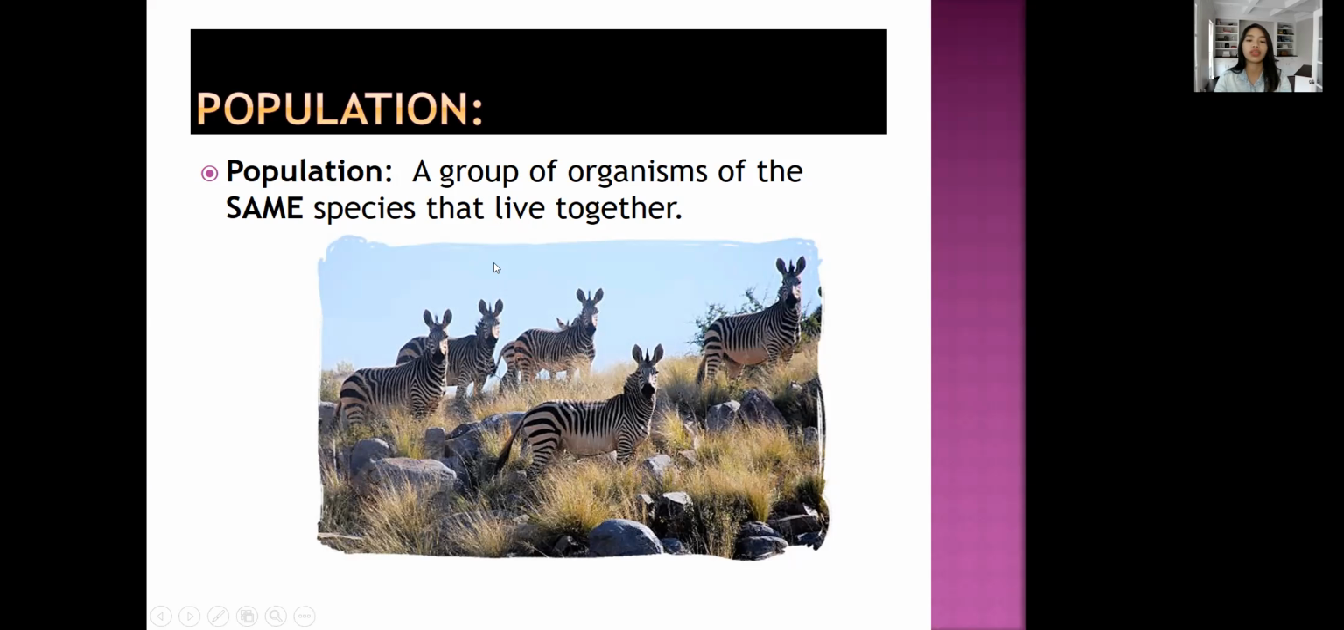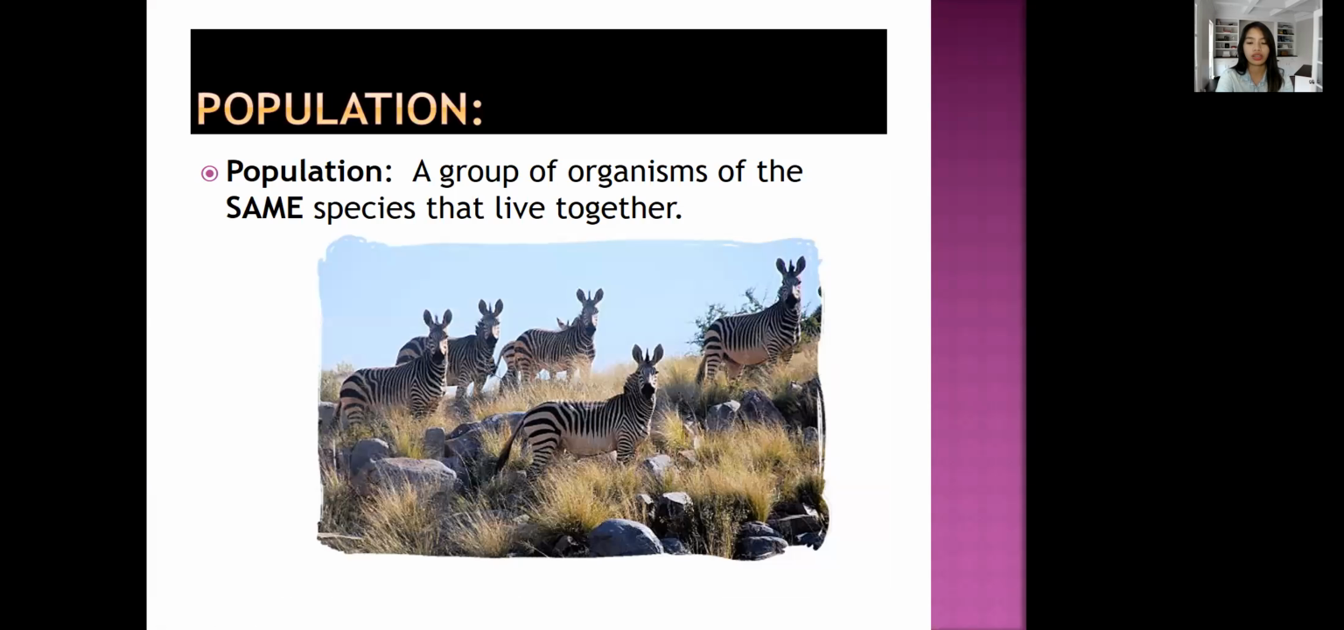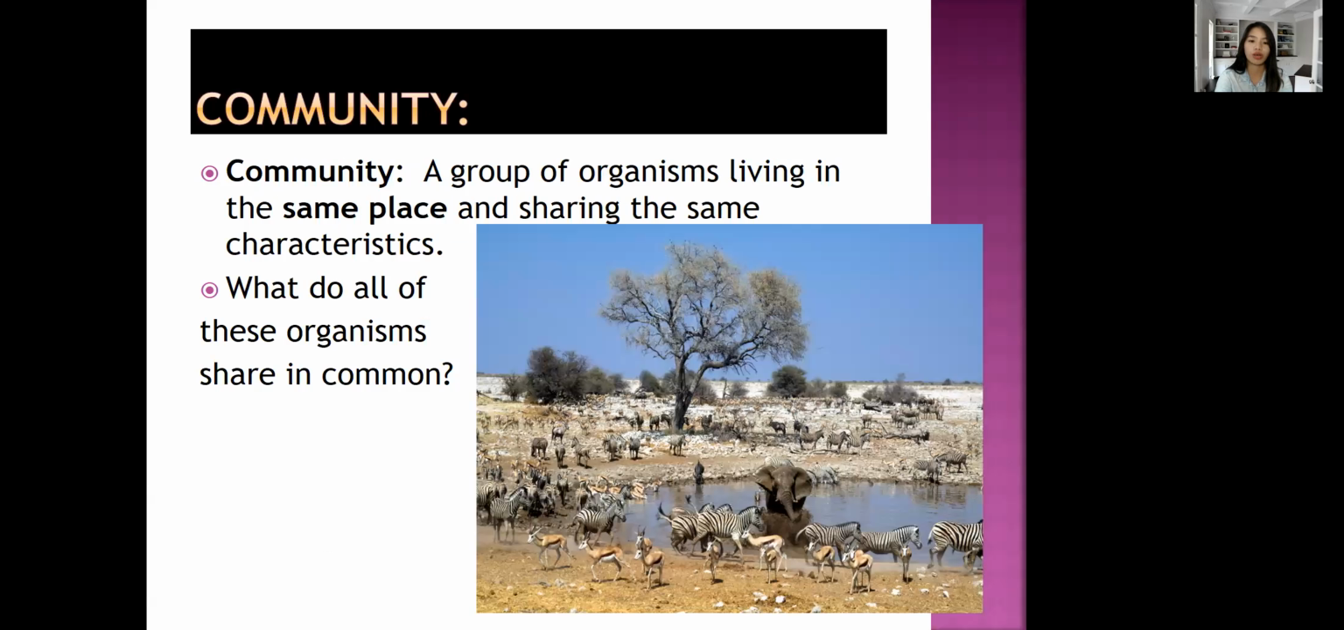An example of an organism is a zebra, or another is a tiger, a hyena. And for population, an example is a group of zebra, group of hyena, group of lion, group of tiger. So next is community.